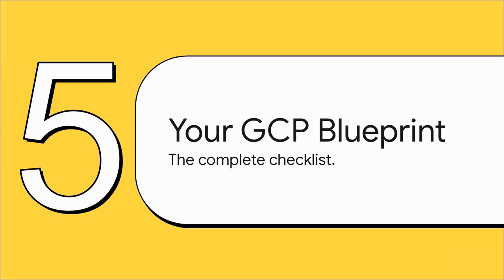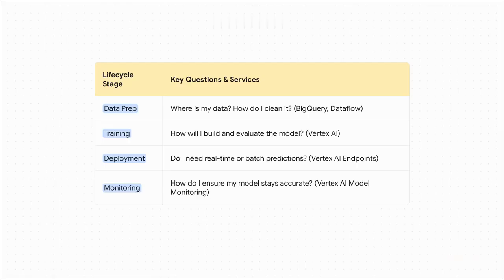So, we've gone the whole distance, from a messy pile of data all the way to a smart, live, and monitored model. Now, let's zoom out and pull this all together into that simple, powerful blueprint we talked about at the start. And here it is. This is your cheat sheet. This is the blueprint. For every single stage of the project, you now know the key question you need to ask, and you know the exact Google Cloud tool that gives you the answer. From data prep with BigQuery to training with Vertex AI. It's your complete checklist for success.